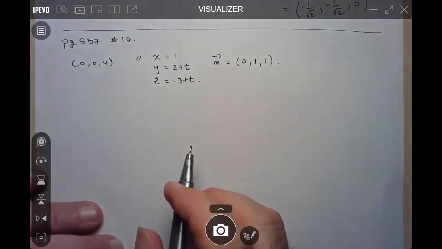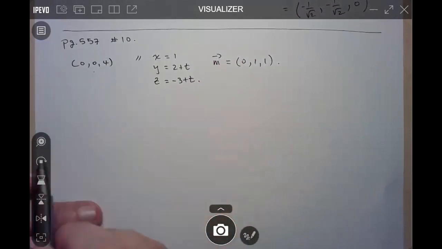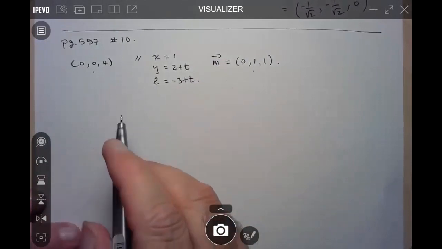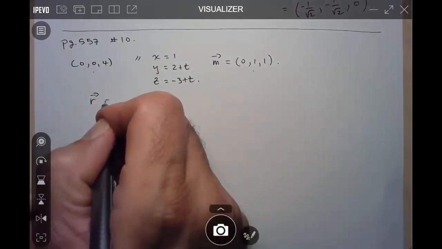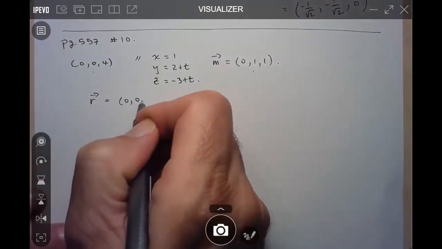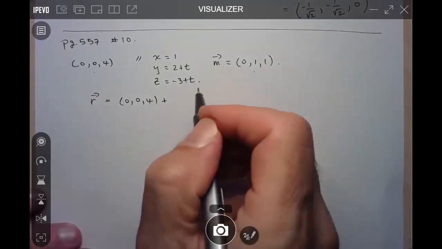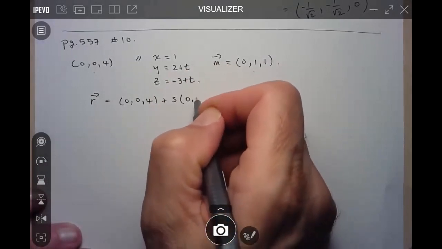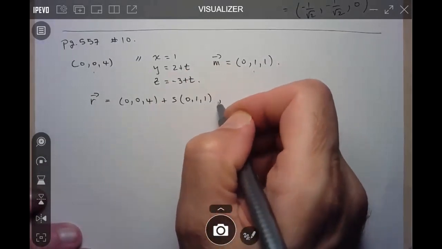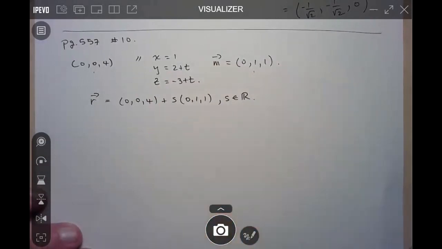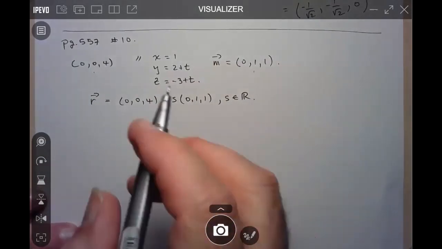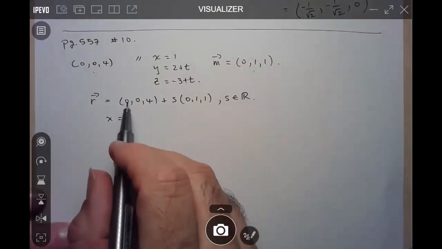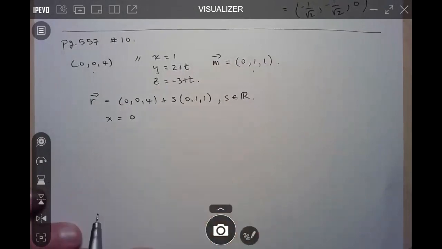Okay, so what we have here is a line that passes through 0, 0, 4 and has a direction vector of 0, 1, 1. So I can give its vector equation as 0, 0, 4 plus, I won't use t since it was also used, so I'll use s times 0, 1, 1, where s can be any real number, and then we can write it in parametric form. So x is equal to 0 plus 0s, so x is just equal to 0.